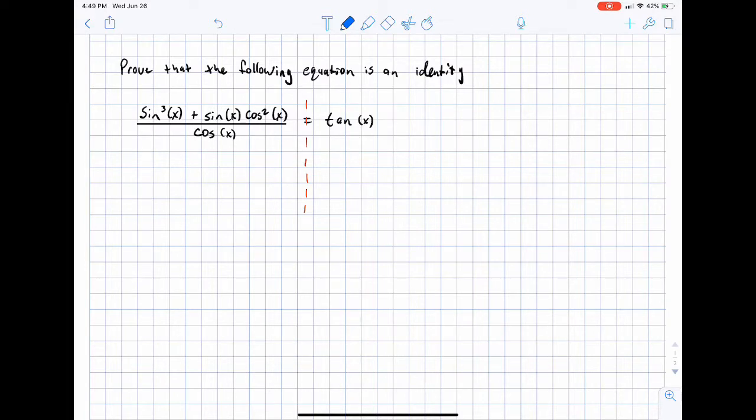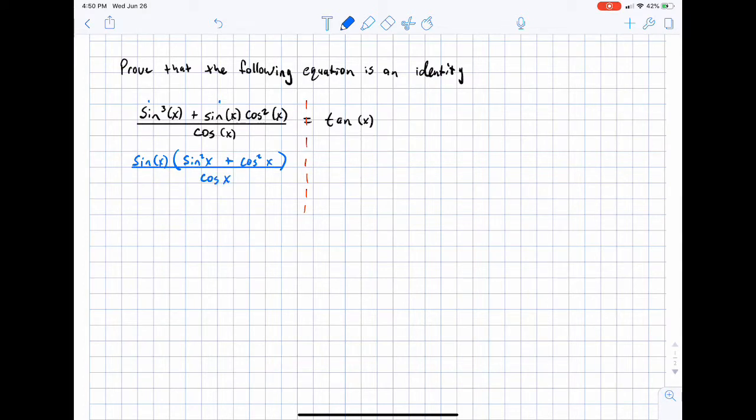And I'm looking at the numerator, and I notice that we have a sine of x in both of those terms. So I'm going to start by factoring out a sine of x. What that leaves me inside the parentheses would be a sine squared of x plus a cosine squared of x, and that is all over the cosine of x.